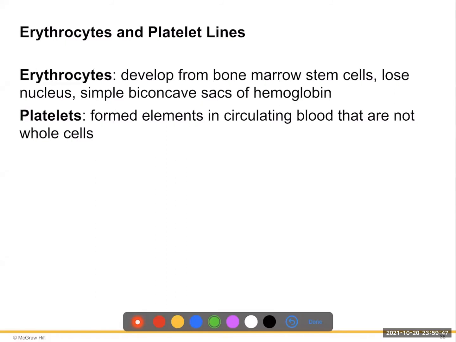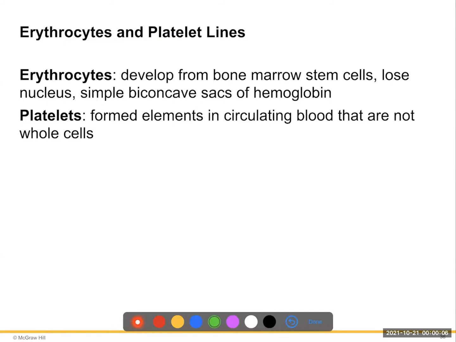So erythrocytes. Erythrocytes are your red blood cells. Those develop along a different line. The erythrocytes develop in bone marrow. Stem cells lose their nucleus and become biconcave sacs of hemoglobin. So as the red blood cells develop, they develop in your bone marrow.